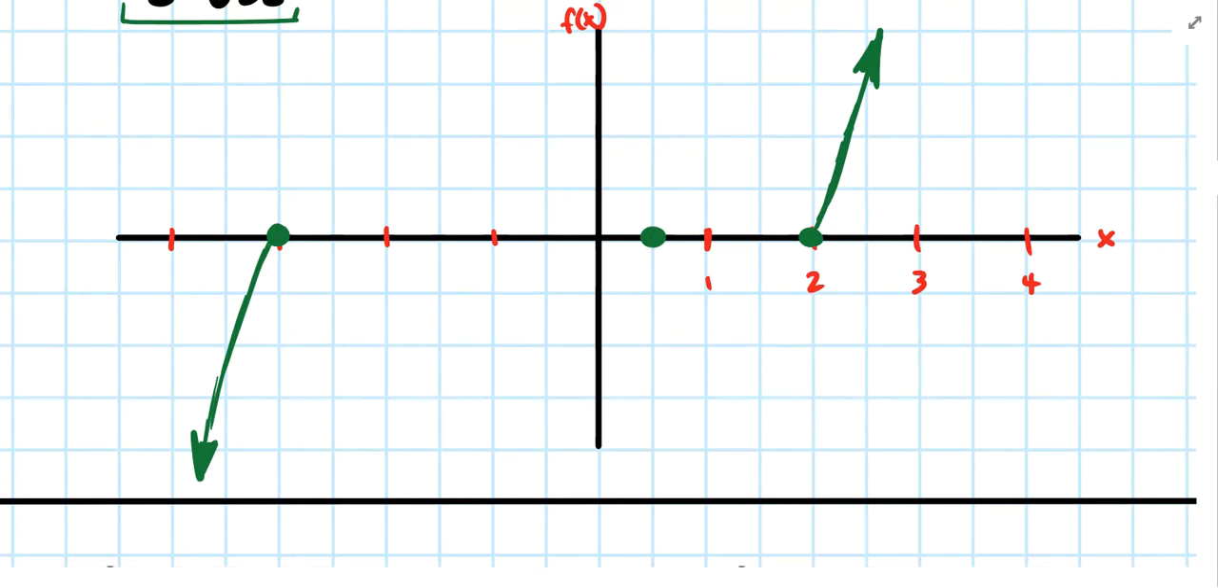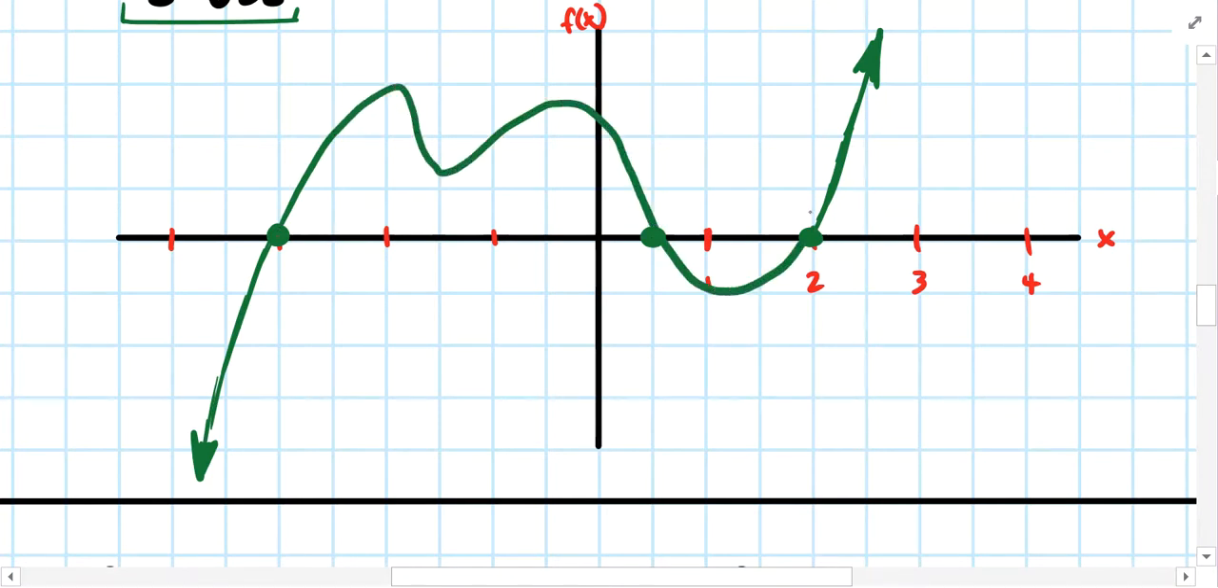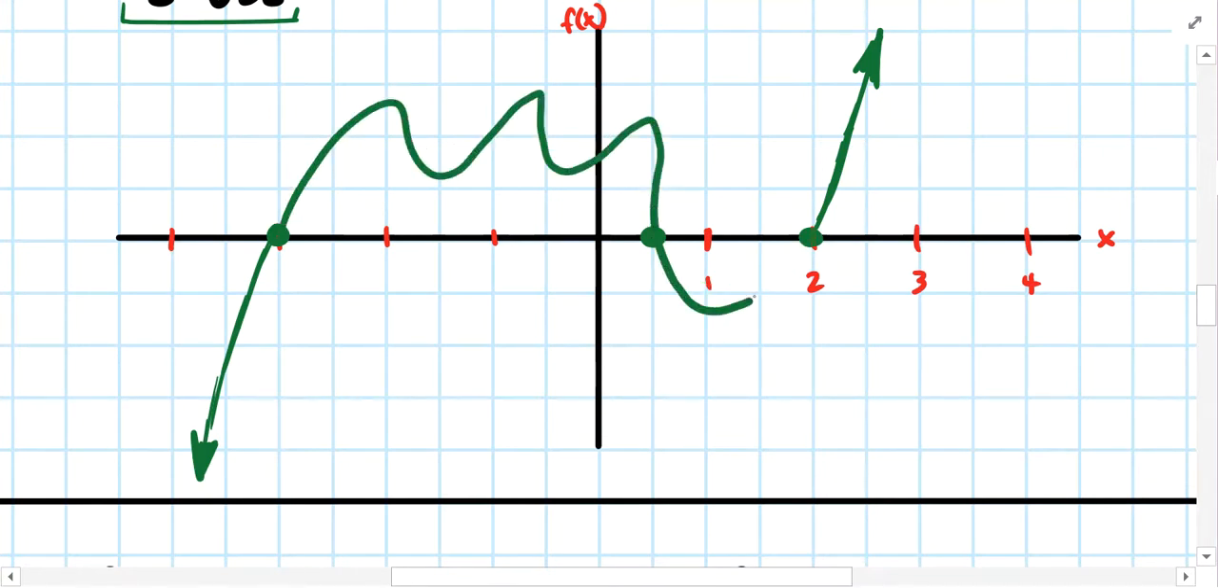And now I've got to come up with what the behavior of the rest of the graph might be. Because the degree is 7, the most turns that I could have is 6. I could have 6 turns along the way. So this thing might do something like this. And that sketch has 1, 2, 3, 4 turns, and that would be fine. It could be a little bit more aggressive than that as well, apparently. Now we have 1, 2, 3, 4, 5, 6 turns.